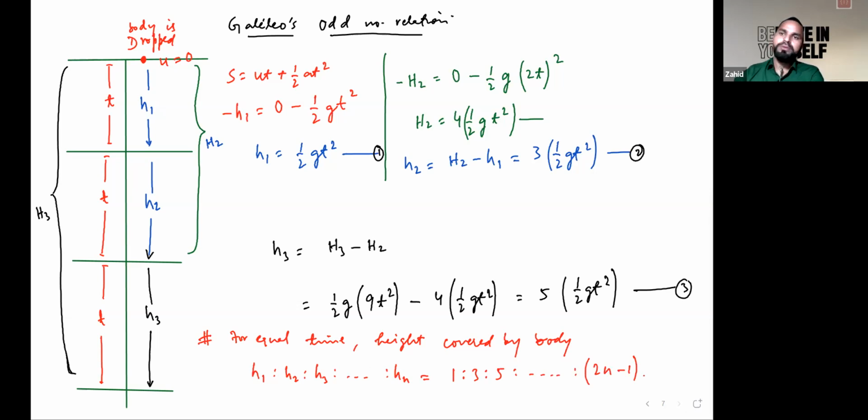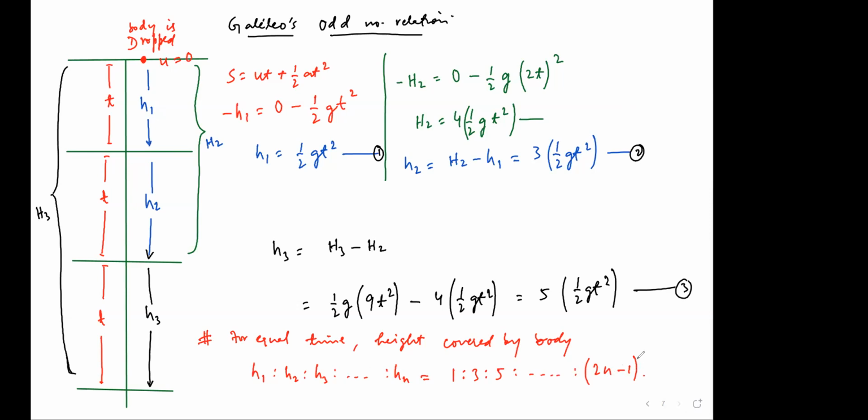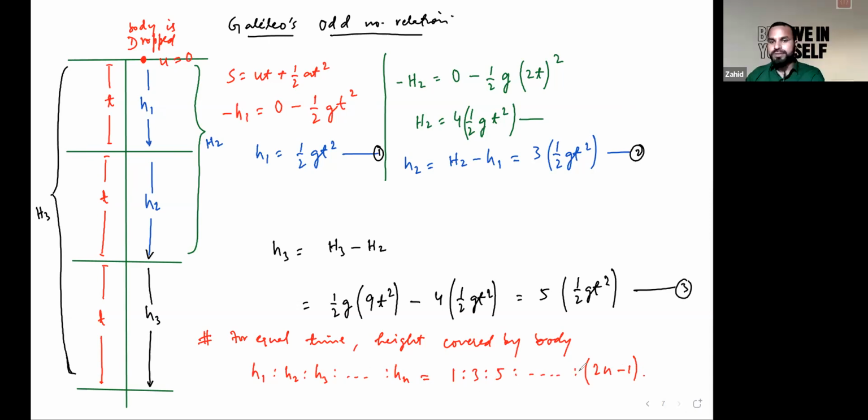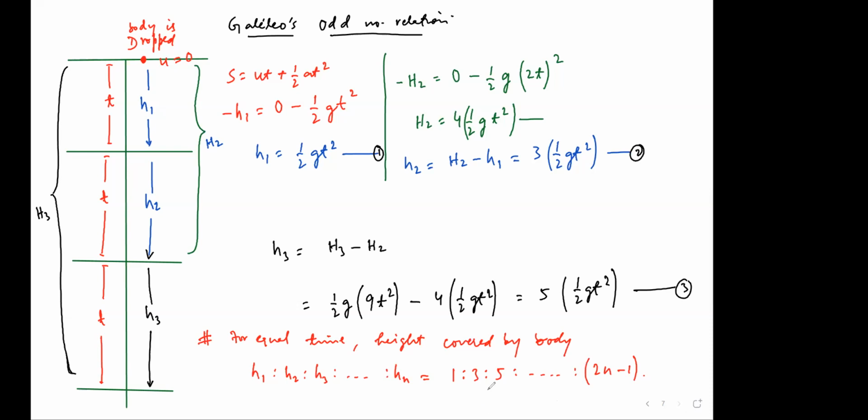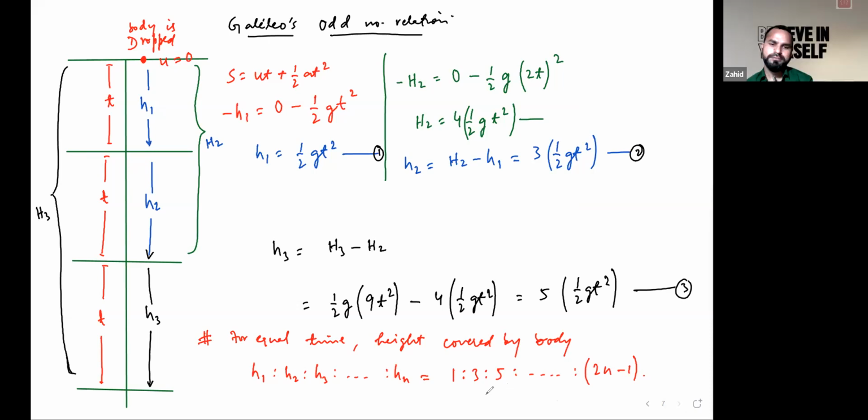So if someone asks you to find the height in the 5th second, just put the value of n to be 5 in this part. Solving, you will get 2 into 5, that is 10, minus 1, 9. So it will be 1:3:5:7 up to 9 parts. Is it clear? Yes, sir. Just write it down. Done, sir.